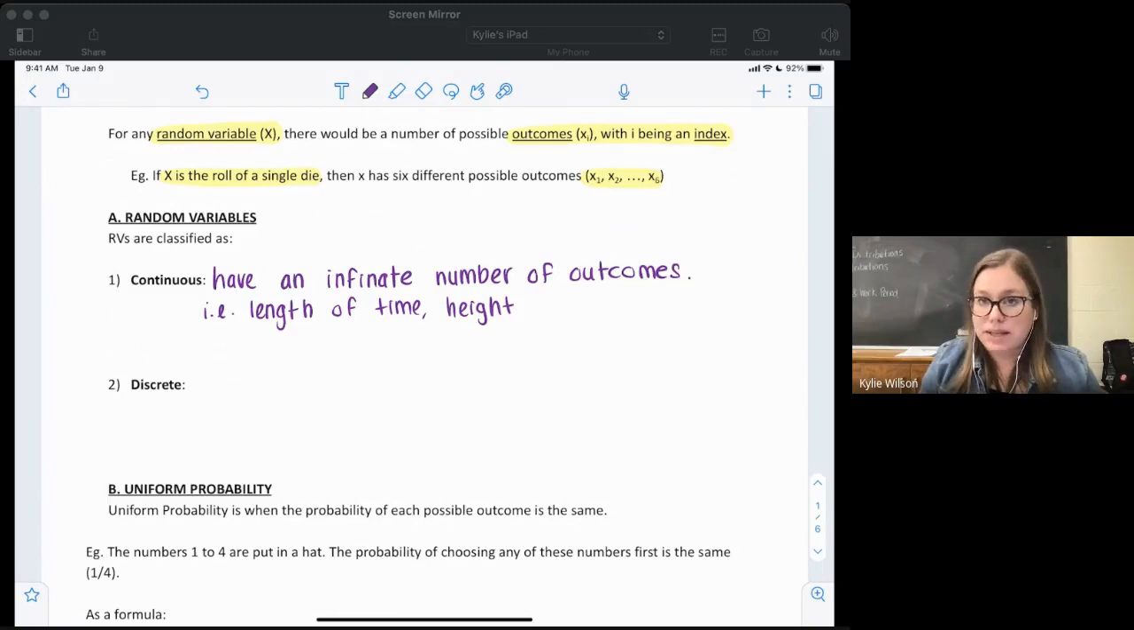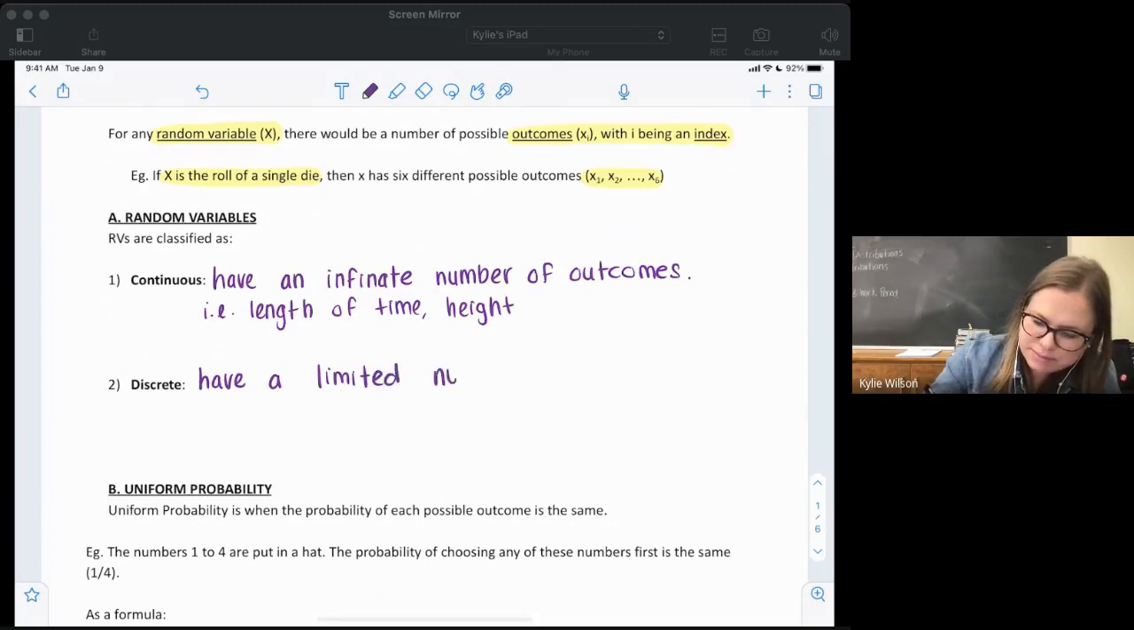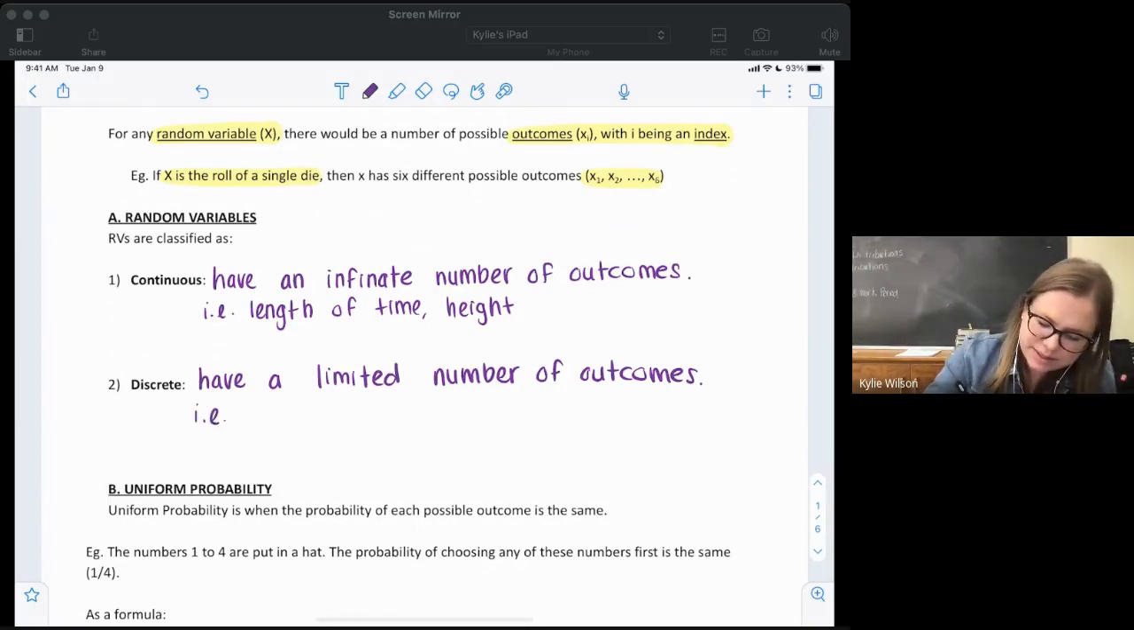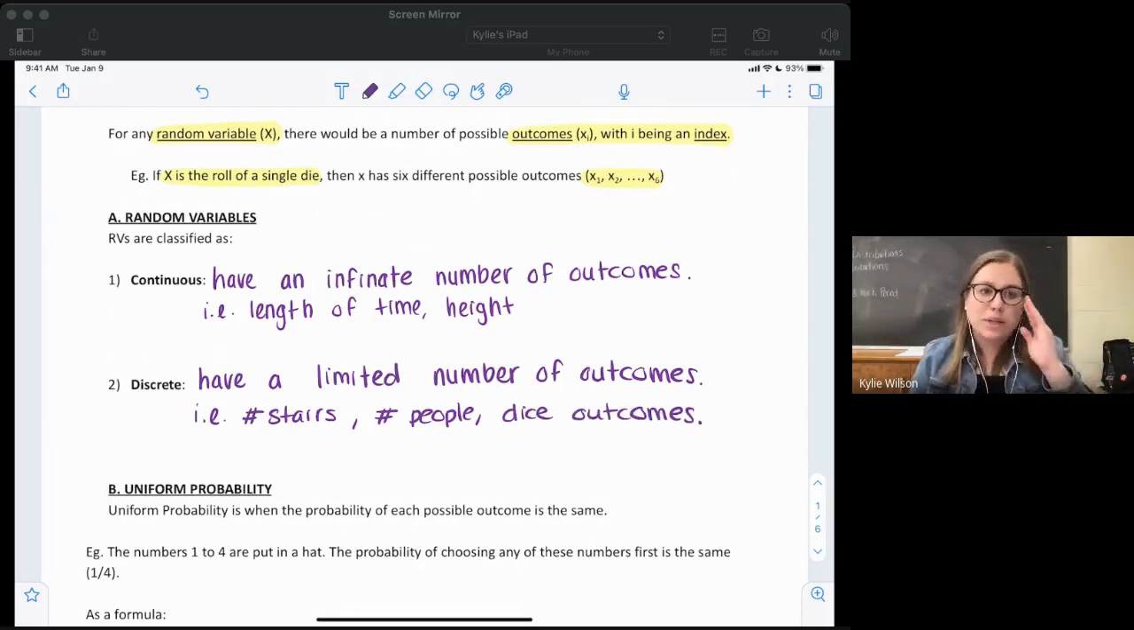Now, we'll look at the opposite, which can help you to understand continuous random variables. So the alternative is to have a discrete random variable. And these random variables have a limited number of outcomes. So this means that not every single number on a number line is possible for a discrete random variable. So here's some examples to help you understand. We could have the number of stairs, number of people, dice outcomes. All of these examples, you can only have whole numbers.